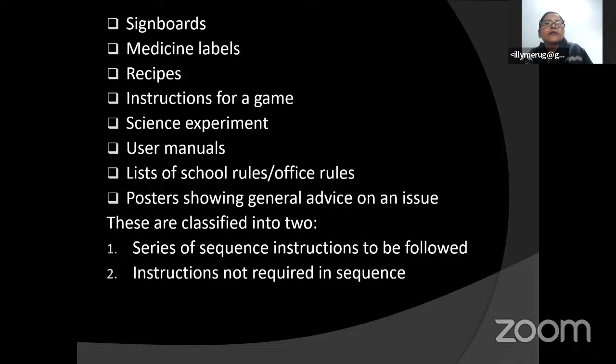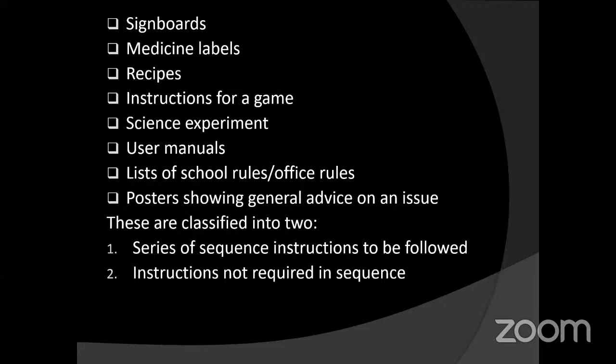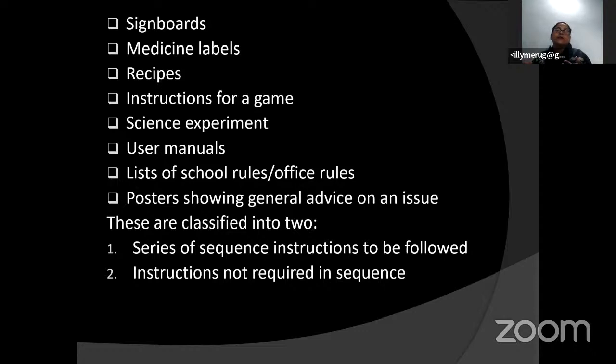Is that clear? Yes, ma'am. So these instructions are classified into two types. One is a series of sequence instructions to be followed. The other is instructions not required in sequence. For preparation of a medicine, a scientist, when manufacturing that medicine, needs to follow the timing and the formula or the sequence to get the desired result. Otherwise, that medicine will not work for us. It becomes waste. But in a recipe, you can put the sugar first, and then later add the other ingredients.